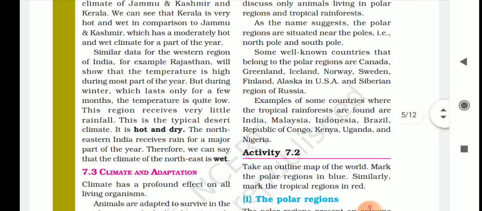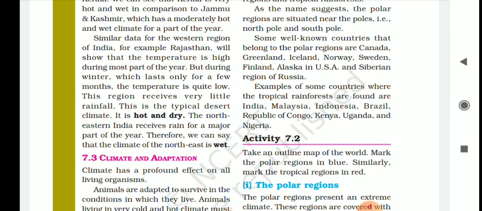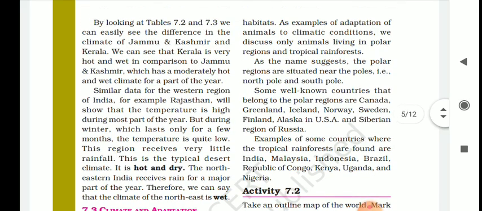Examples of some countries where tropical rainforests are found are India, Malaysia, Indonesia, Brazil, Republic of Congo, Kenya, Uganda and Nigeria. These places are tropical rainforest. We learn about the two types of climate. Okay, dear students, thanks all of you. Goodbye.